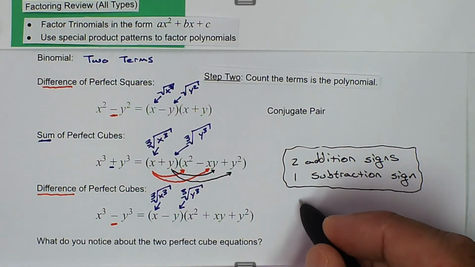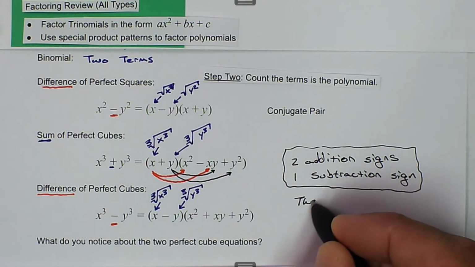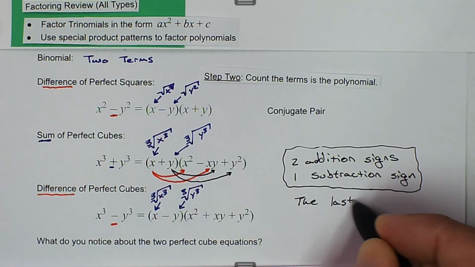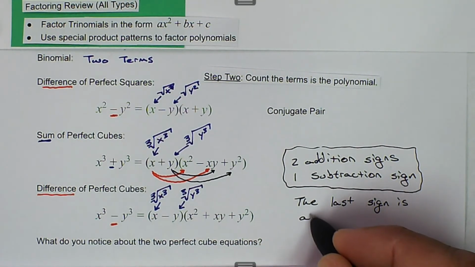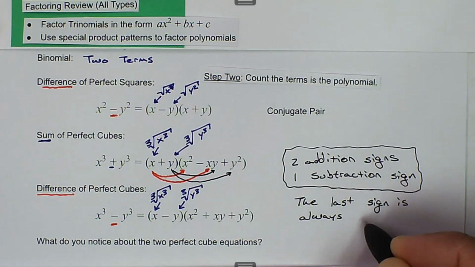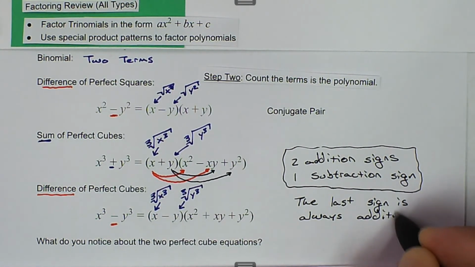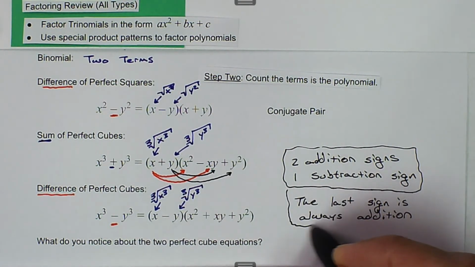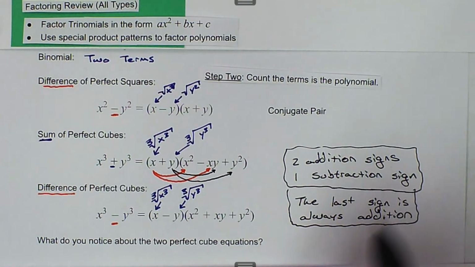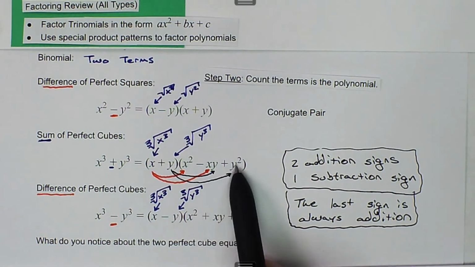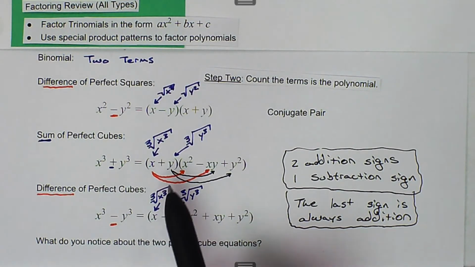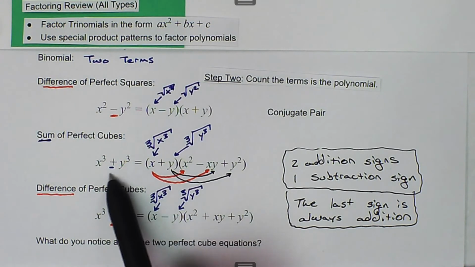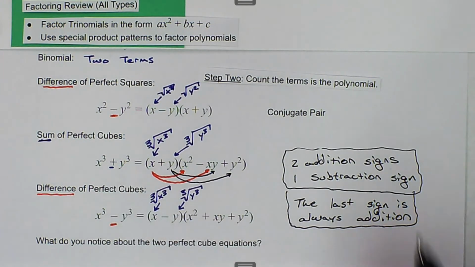The next thing you should notice is the last sign is always addition. So that one will never change. The last sign will always be addition. So you'll always finish with plus the second term squared. And then the last thing to notice is the first sign always matches the sign in the original binomial.